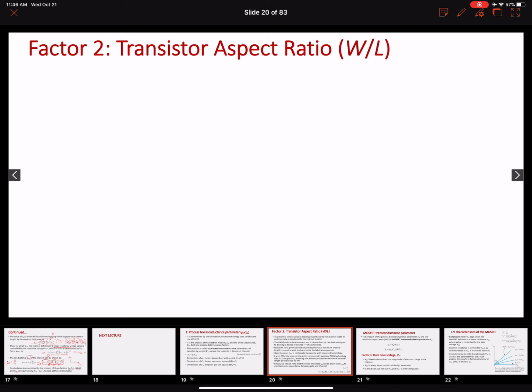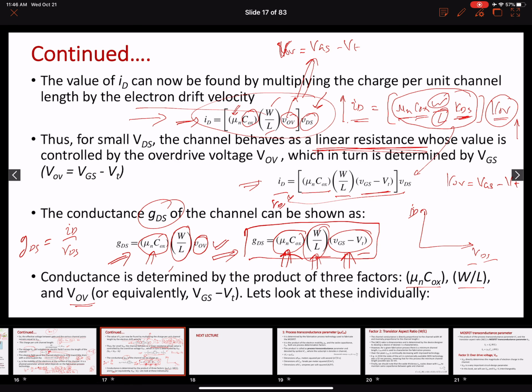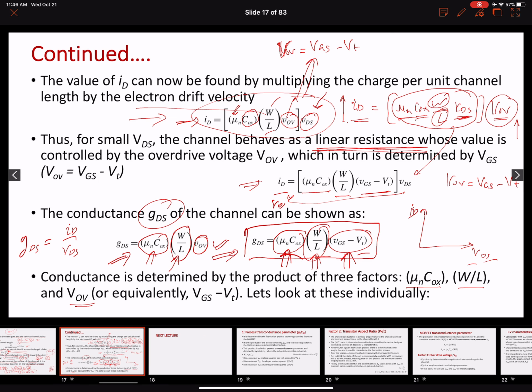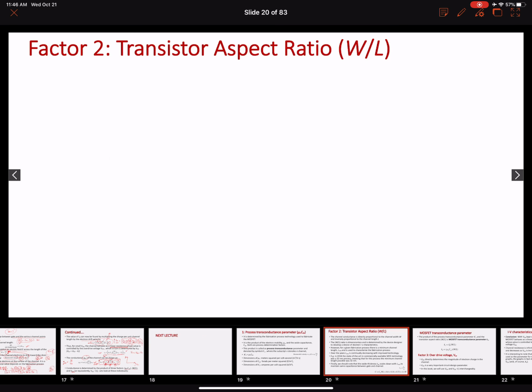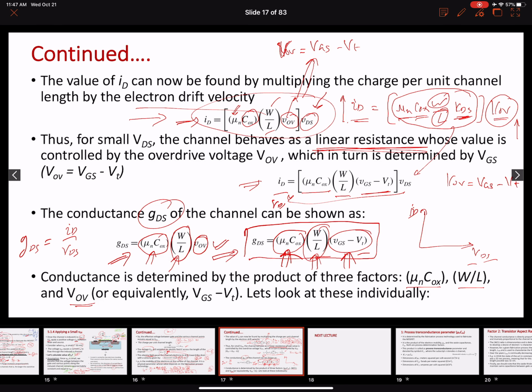Okay, so let's look at the second parameter for the conductance. That second parameter is this W over L ratio. And this W over L is essentially what is called the aspect ratio. It is the width of the channel to the length of the channel, right? And as this aspect ratio is increased, going back to the equation again, the conductance value is directly proportional, so the conductance value will increase.